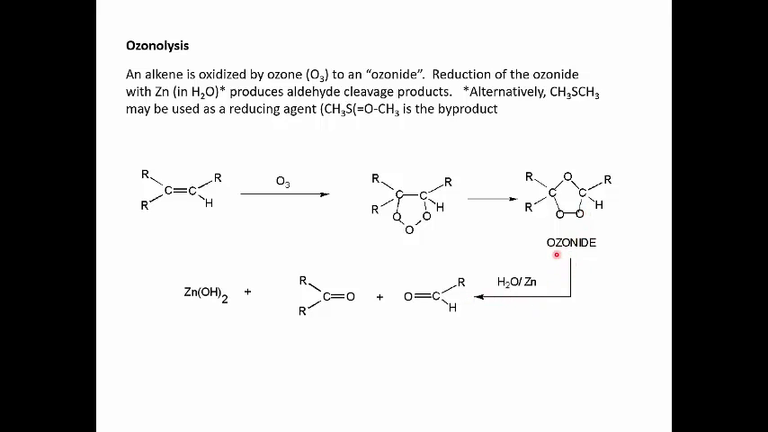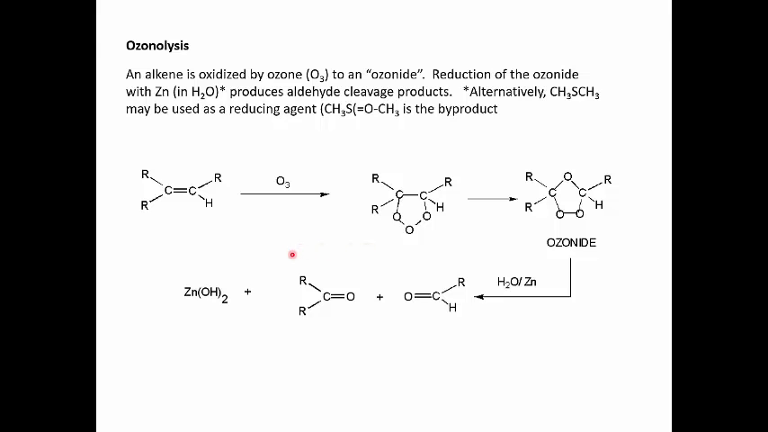A commonly used reducing agent is zinc in a water medium. Now, the reduction reaction produces, in this particular case, these two products. Here, one is a ketone, the other is an aldehyde. Now, I'm not going to go through the actual mechanism of this reduction process. It's somewhat involved, but rather to look at the overall chemical results, starting with the reactants, the alkene and the ozone, and going finally to the products.